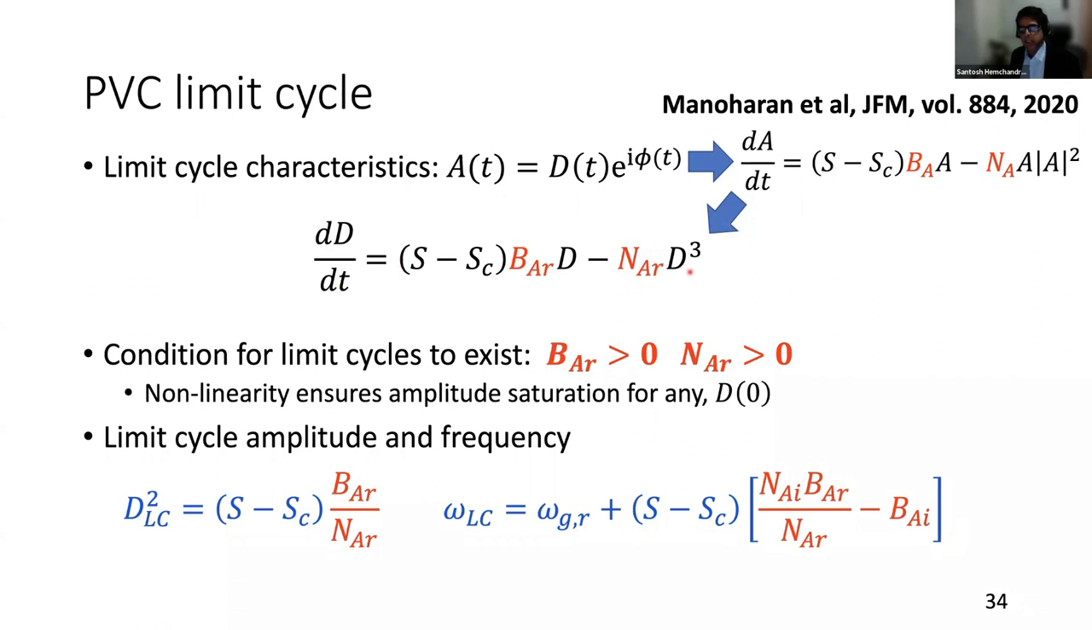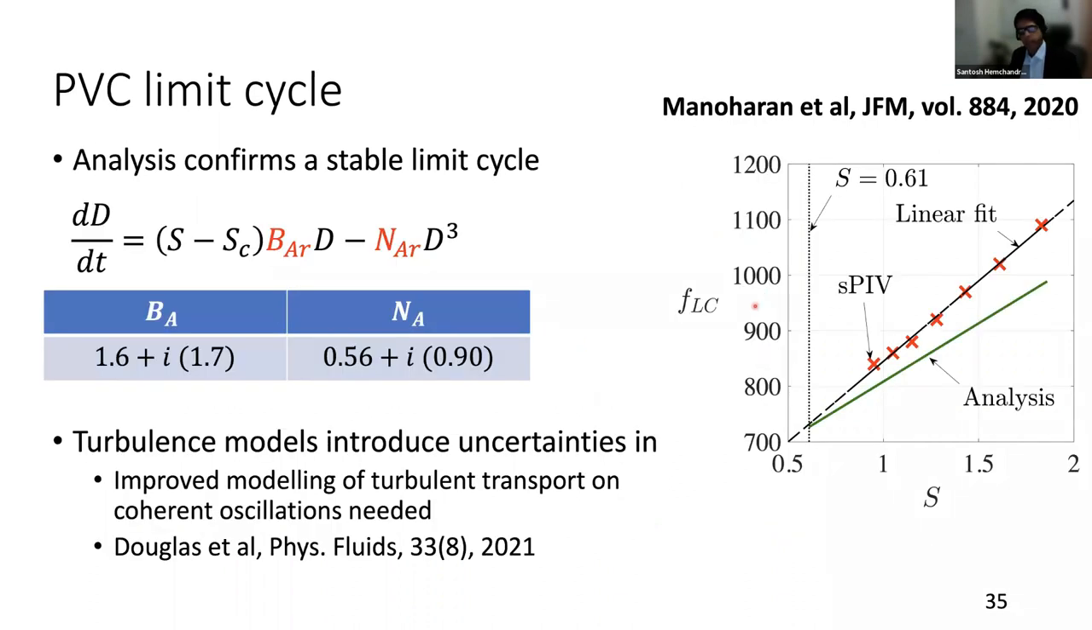So there's a linear growth term and a nonlinear saturation term. And if both of these constants are positive, then the PVC is a stable limit cycle. We determine these constants from the base flow and our nonlinear analysis. And we verify that indeed, for this particular swirling jet experiment, these quantities have positive real parts, which confirms that the PVC is a limit cycle.